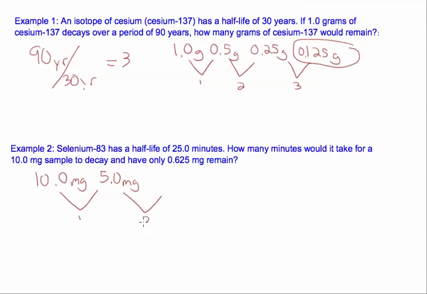After a second half-life, we have 2.5. After a third, we have 1.25. And then after the fourth, we would have 0.625. So we know that 4 half-lives have occurred. If each half-life is 25 minutes, and we had 4 of them, then we know 100 minutes have passed.